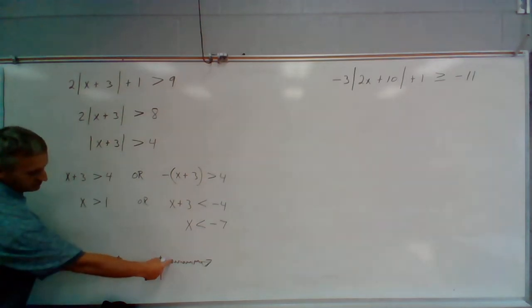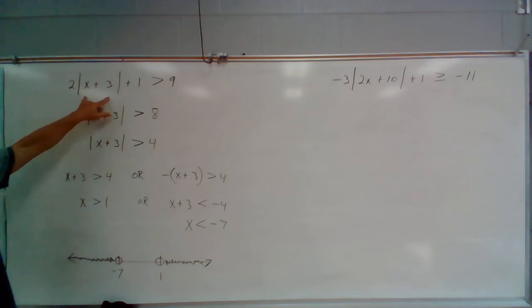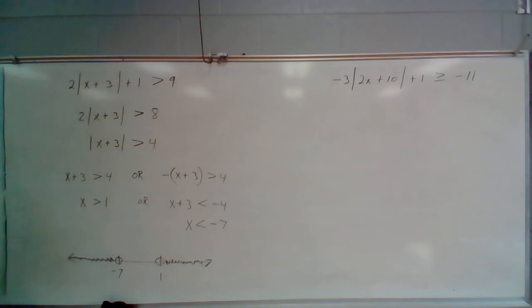All right, let's check some that should work. So let's put in a 2. 2 should work. 2 plus 3 is 5. Absolute value of 5 is 5. 2 times 5 is 10. 10 plus 1 is 11. That really is greater than 9, so that works.